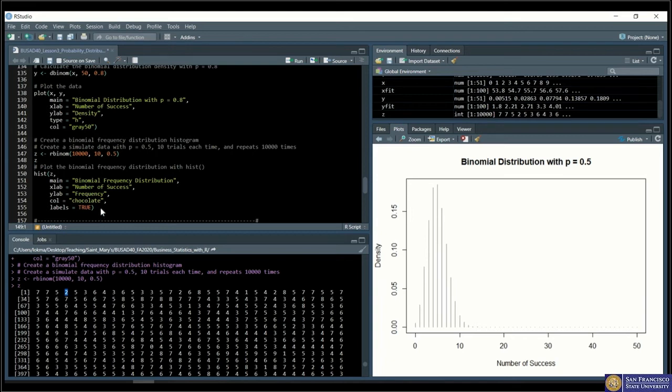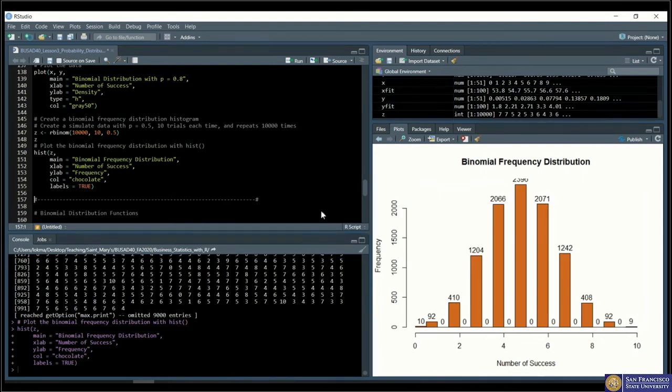Again, what we are trying to do is to use the histogram. So we plot the histogram with the Z value, the random number of successes, and we call this a binomial frequency distribution. And let's see how it looks. Okay, so we have a result here. You see the histogram that is giving you the idea.